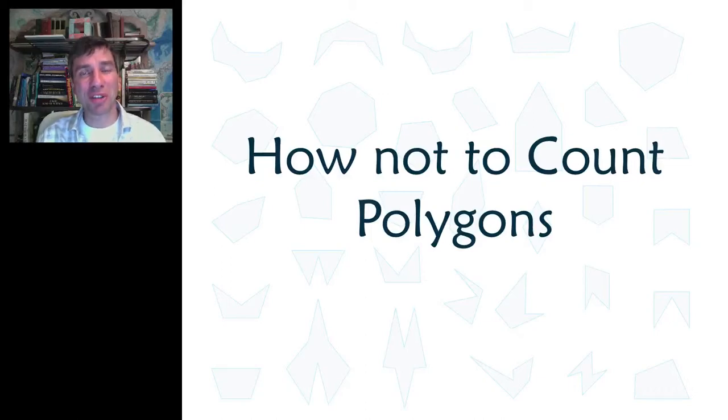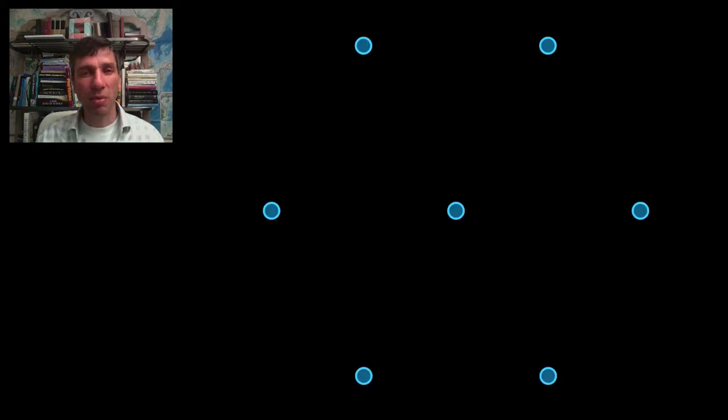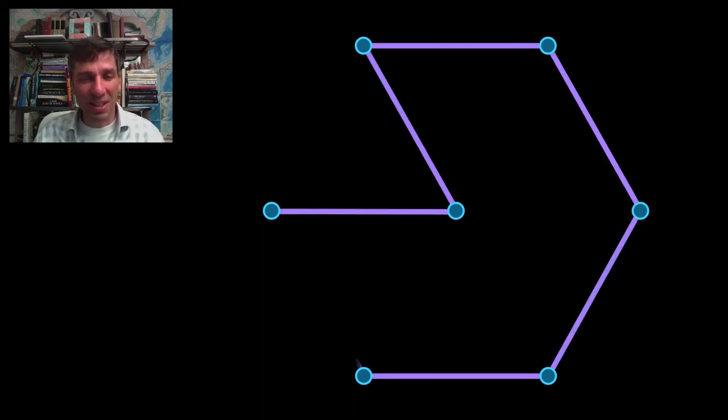How not to count polygons. In this puzzle, you have to count polygons whose vertices lie on 7 points. Here are the points. Let's take a typical example. This one here has 7 points, so this is a heptagon, and you have to count all possible polygons. How on earth are you going to do that?